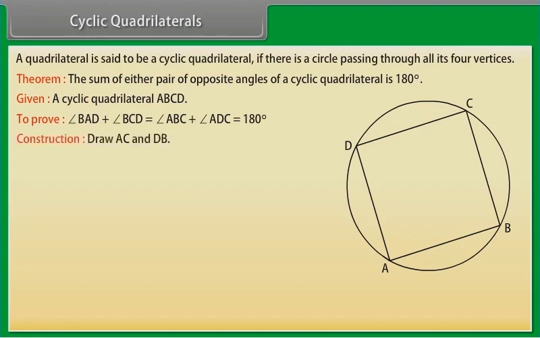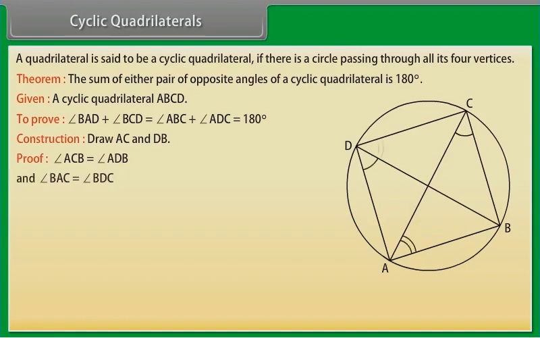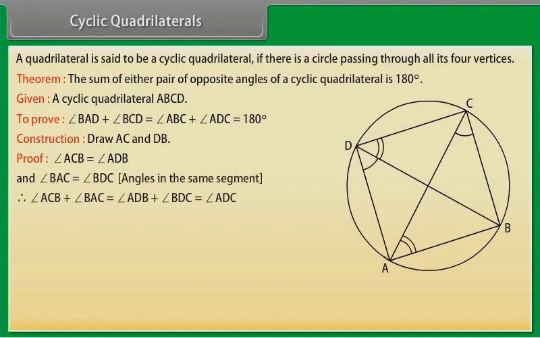Construction. Draw AC and DB. Prove. Angle ACB is equal to angle ADB and angle BAC is equal to angle BDC, because these are the angles in the same segment. Therefore, angle ACB plus angle BAC is equal to angle ADB plus angle BDC, which equals angle ADC.